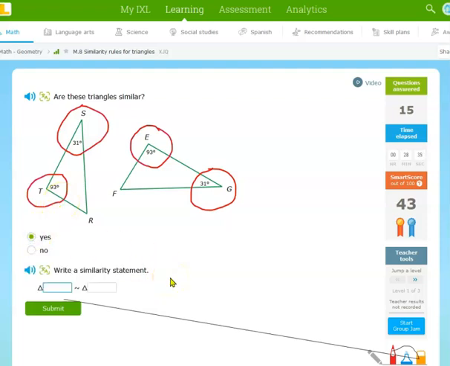We're going to write our similarity statement, and I'm going to articulate. Articulate just means talk out loud to yourself what I'm doing. So I'm going to do the 31 degree angle, the 93 degree angle, and then the blank. Okay? I'm going to do STR. 31 degree, 93 degree, blank. Do the same thing over here. 31 degree, G. 93 degree, E. Blank, F. And hit submit.